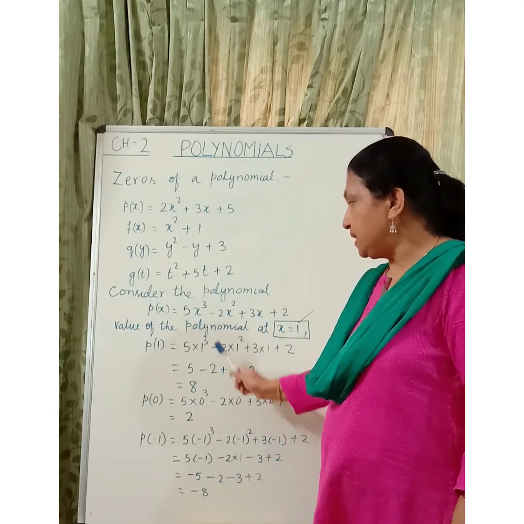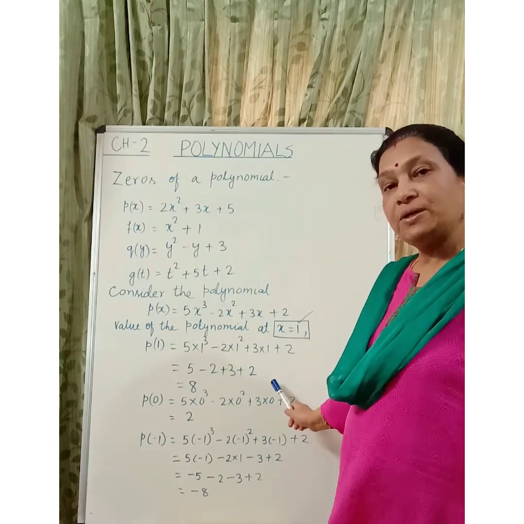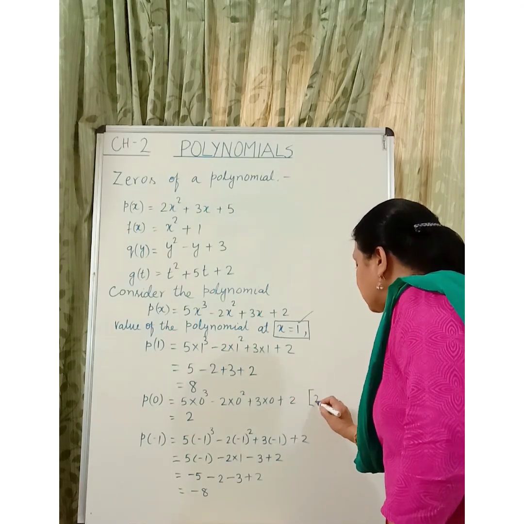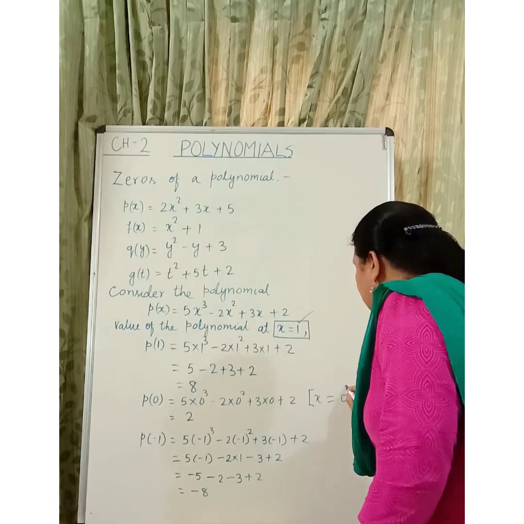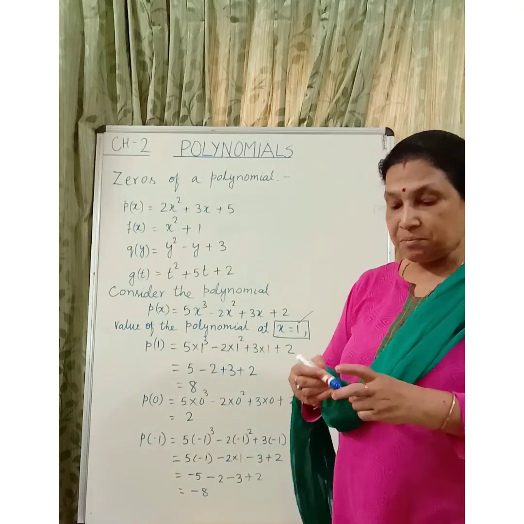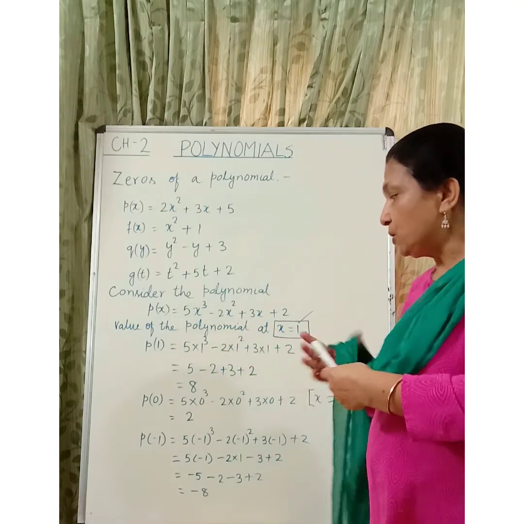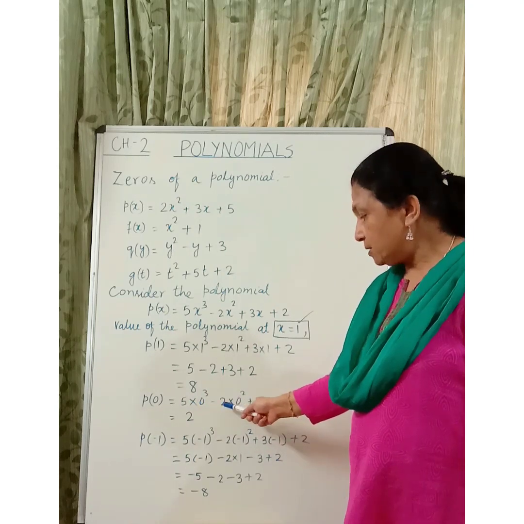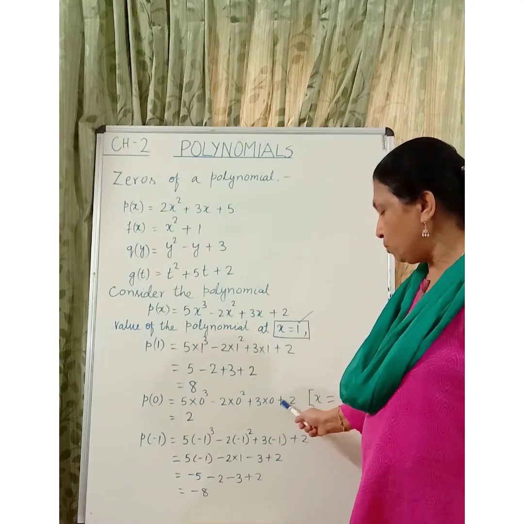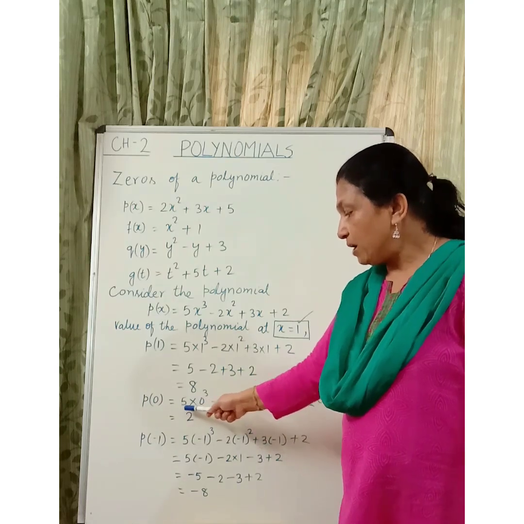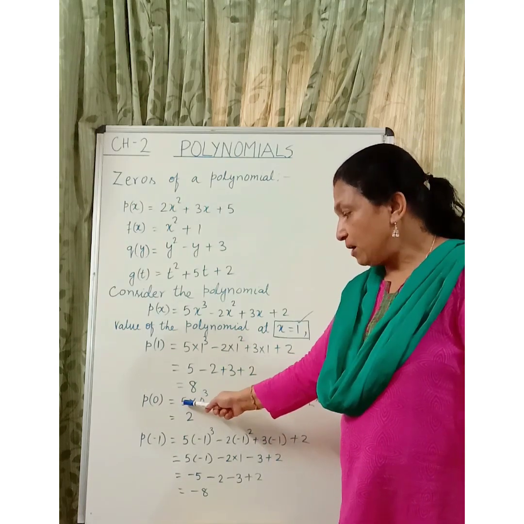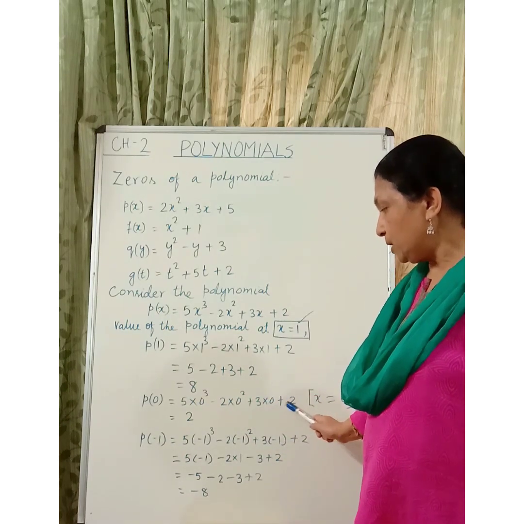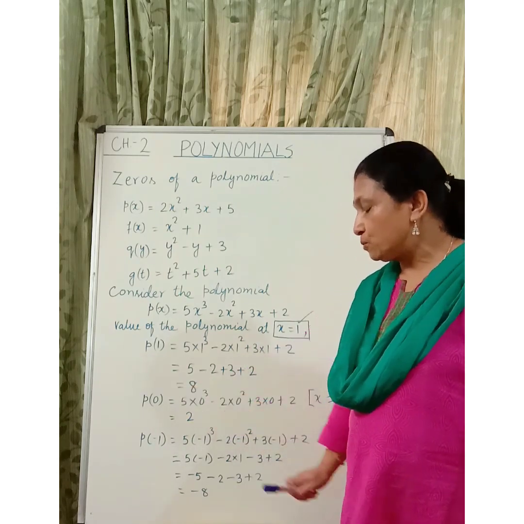Similarly, suppose we take the value of x is equals to 0. That means we will be replacing x by 0. So p of 0 is equals to 5 into 0 cube minus 2 into 0 square plus 3 into 0 plus 2. As you know, 5 multiplied by 0 cube is 0. So this term becomes 0, this term also becomes 0. So we get only 2. So p of 0 is equals to 2.